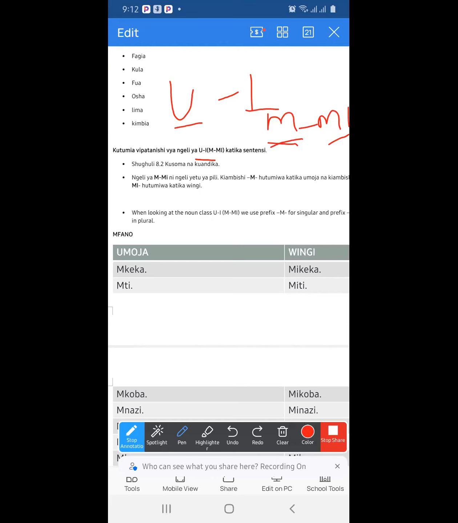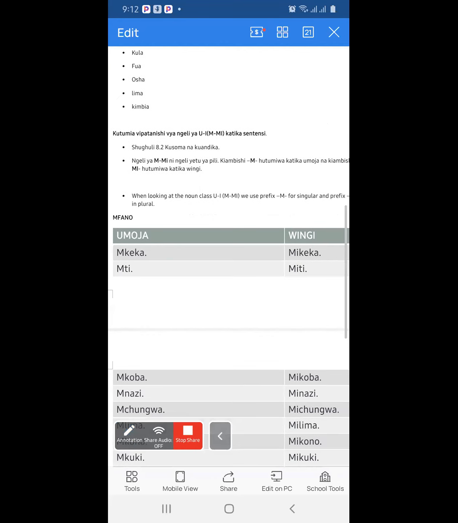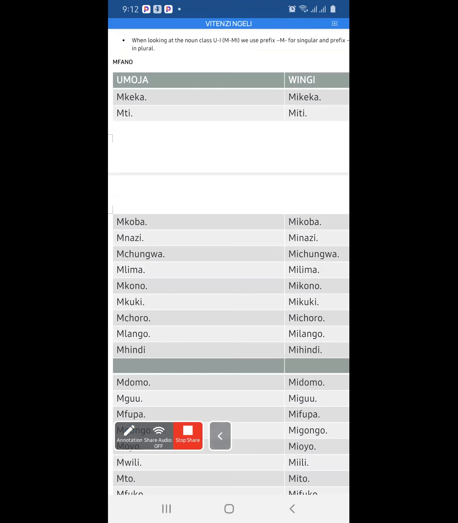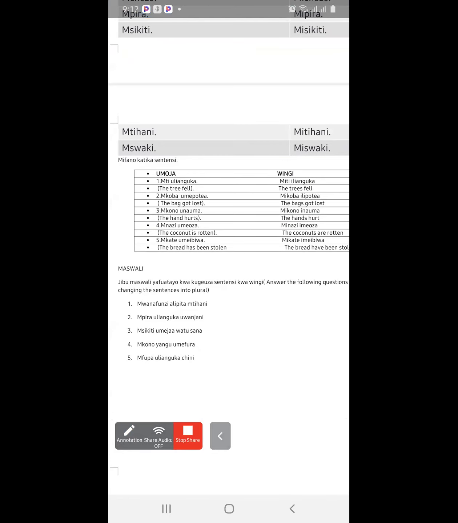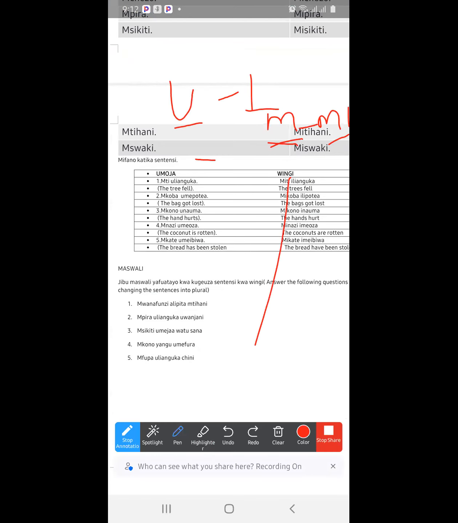So we have mi, we have mkeka, mikeka. When you look at the sentence construction, you have mti ulianguka. So ulianguka is the kitenzi where the tree fell. You can see the u there, and that is where the ngeli ya u comes in. Miti ilianguka, you have the e. Class, have we seen the difference? Yes.